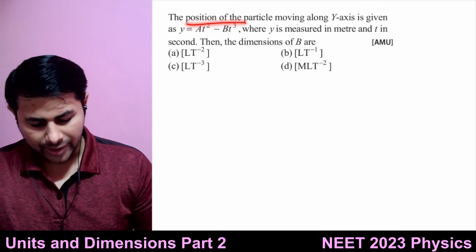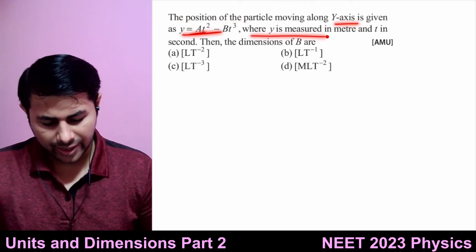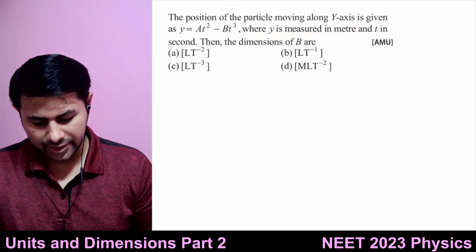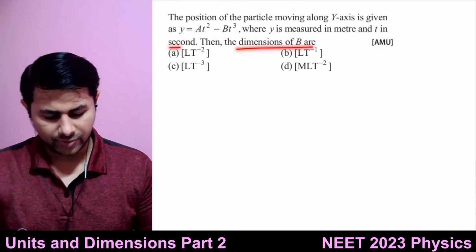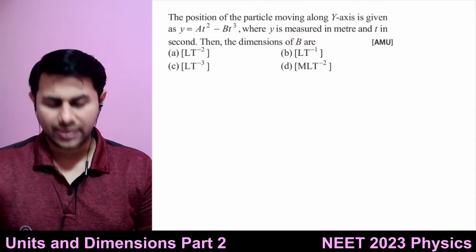The position of a particle moving along the y-axis is given as this, where y is measured in meter and t in second. Then the dimensions of B are asked. So sometimes there are questions like this also.